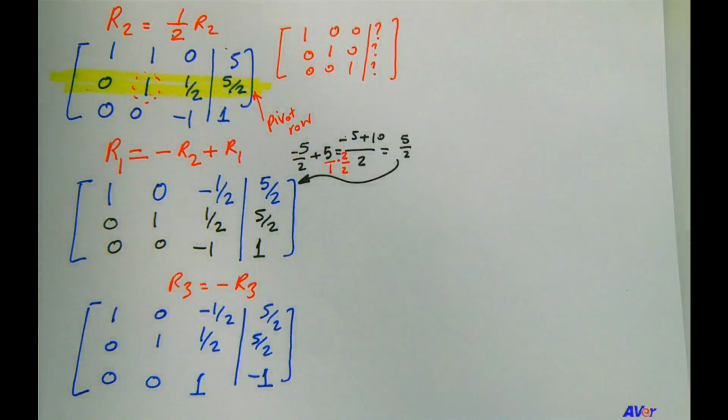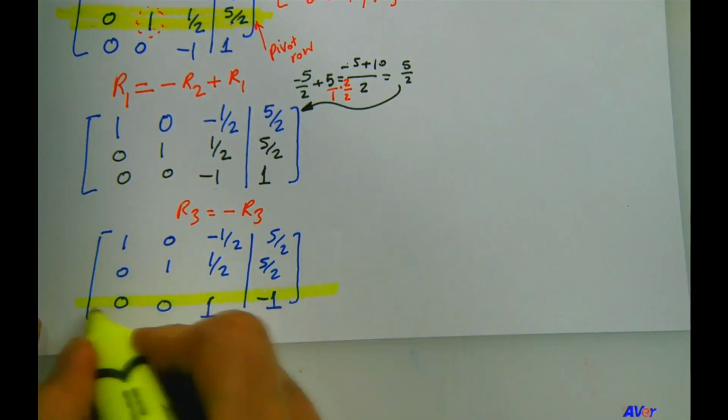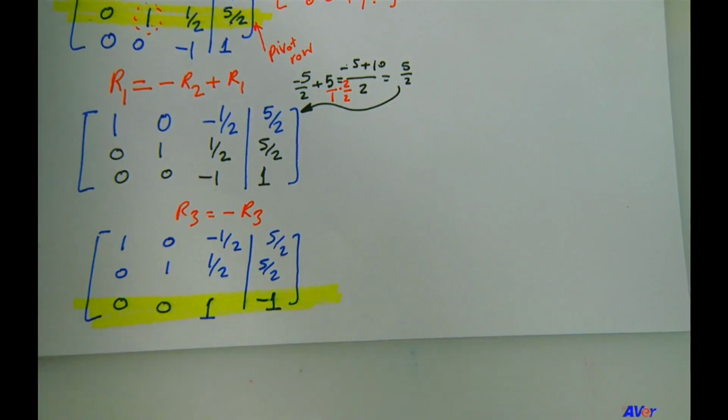Okay, before that, let me ask you, which row now in this matrix is the pivot row? If you said the third row, you're absolutely correct, because we just got the diagonal 1 for it. So this third row is the pivot row.